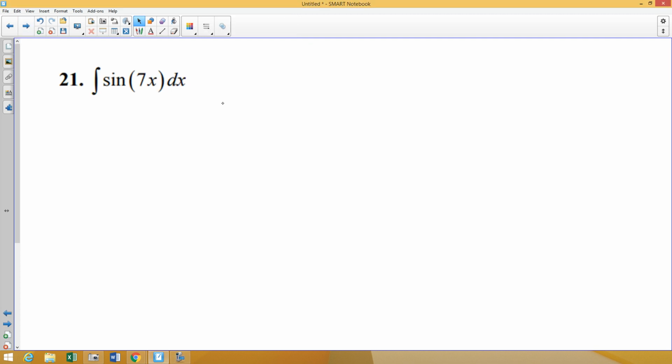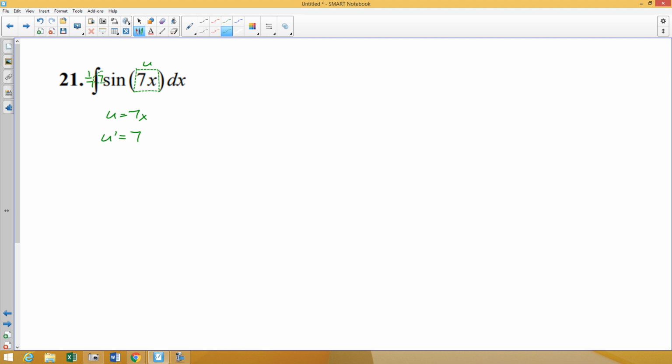So number 21 on that sheet is the antiderivative of sine of 7x, and I'm going to choose the 7x to be my u. That is on the inside of the sine function. So u is going to be 7x. U prime, which is important, you must find the u prime, is just 7. And so I'm going to squeeze a 7 in here because there wasn't already one. But if I put a 7 in there, I have to offset that with a 1/7.